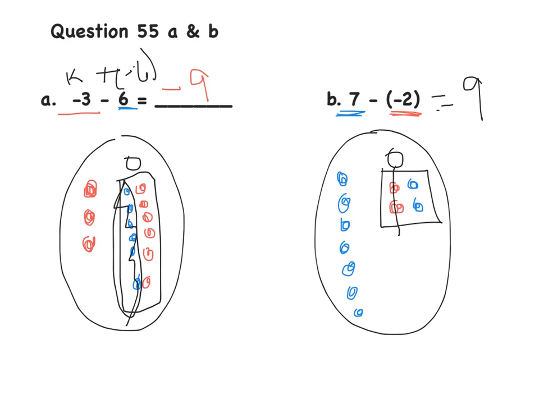Another way you can think of this is keep the 7, change this to addition, change the sign. So I have 7 plus 2, which is what we did. We really just added those 2 positives.